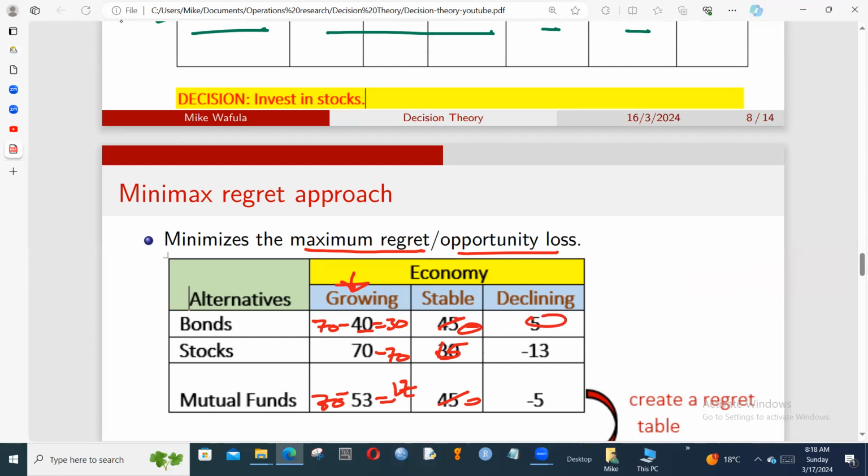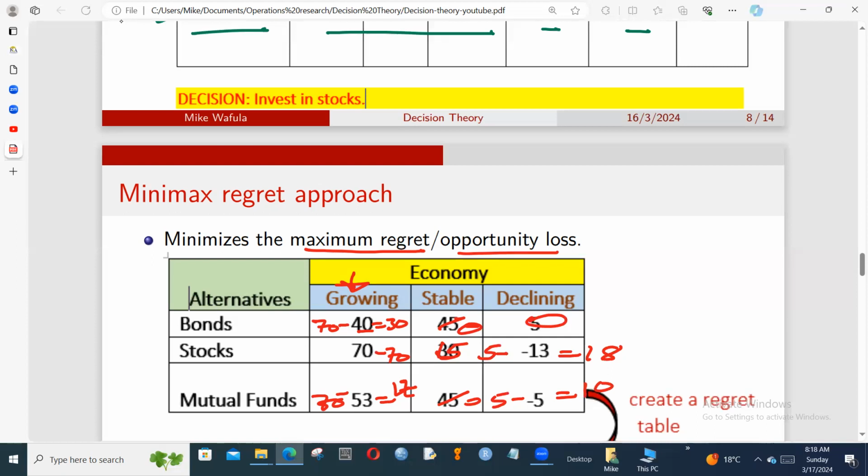And so the regret here will be 0. But the regret for stocks will now be 5 minus negative 13, and this will now be 18. And the regret now for mutual funds will be 5 minus that, and that will be 10.